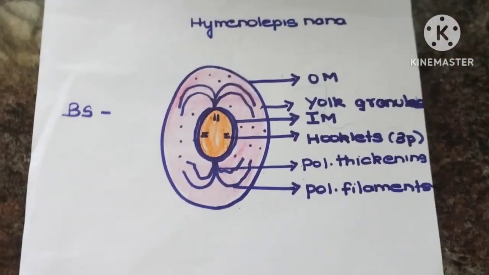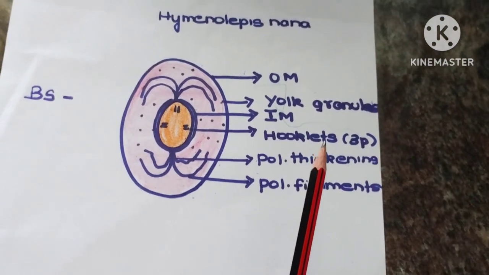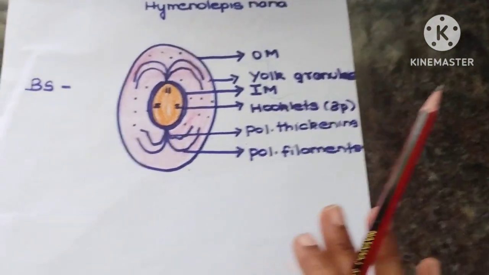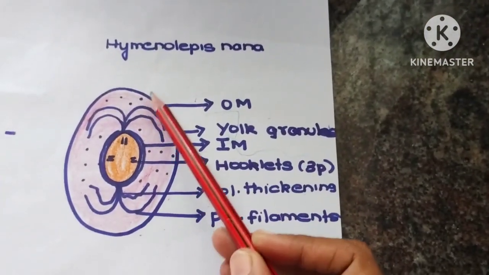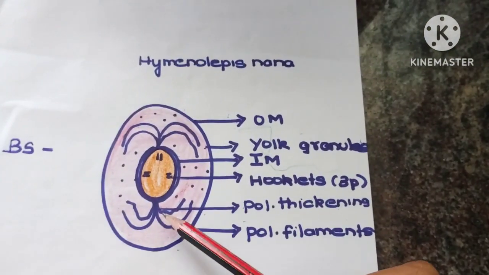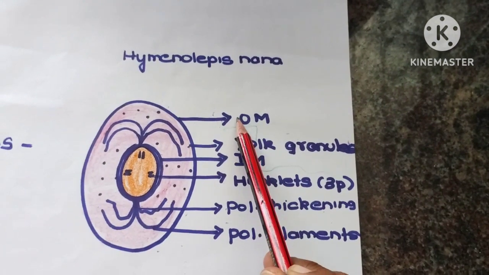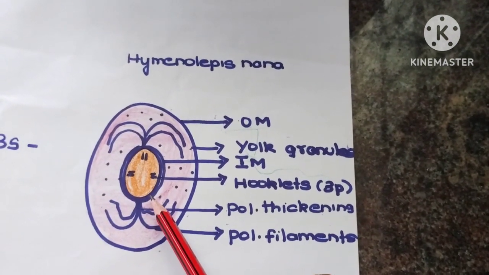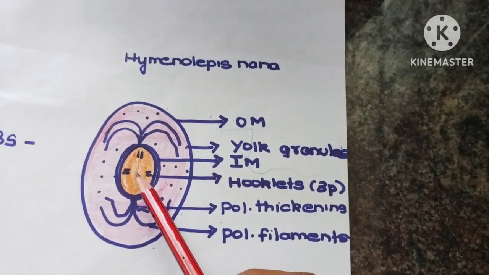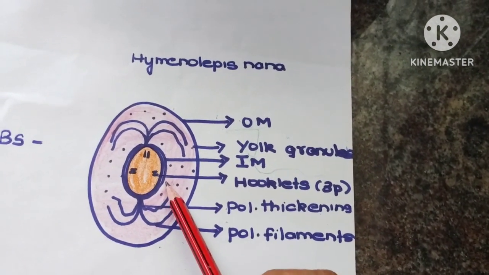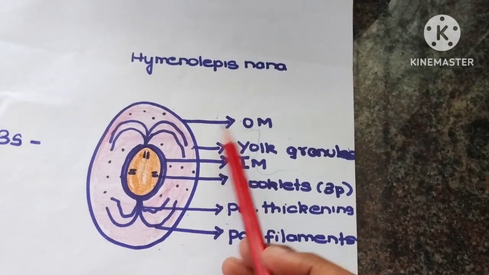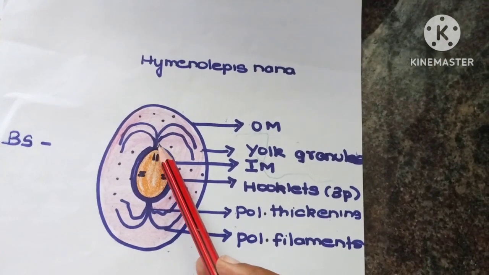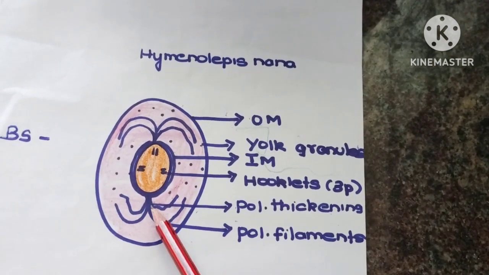Next, Hymenolepis nana. Here the egg will be round to oval in shape. It will have an outer membrane and then a hooklet. 3 pairs of hooklets will be there. It will have an outer membrane and inner membrane, 3 pairs of hooklets, and a polar thickening at both the ends.